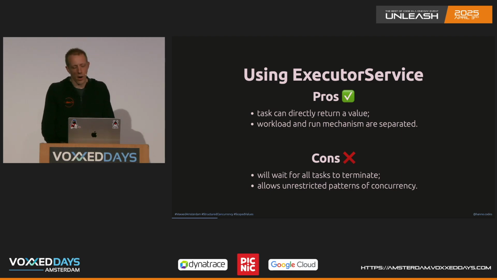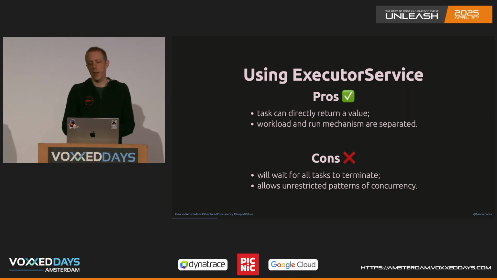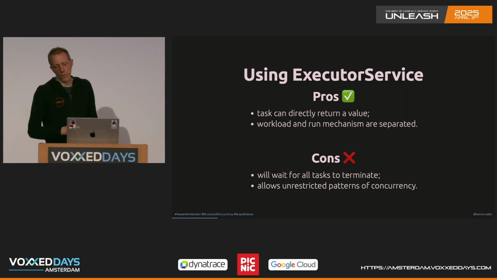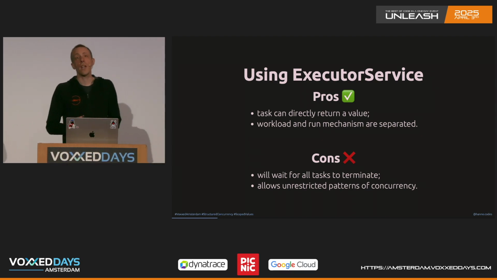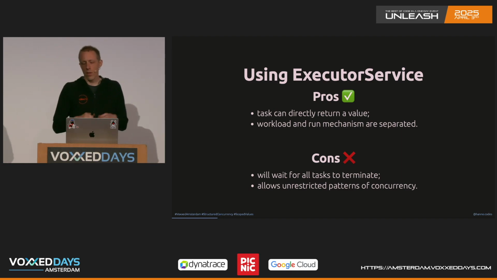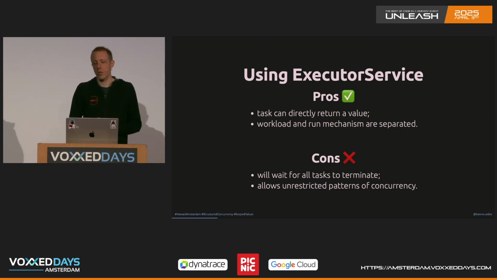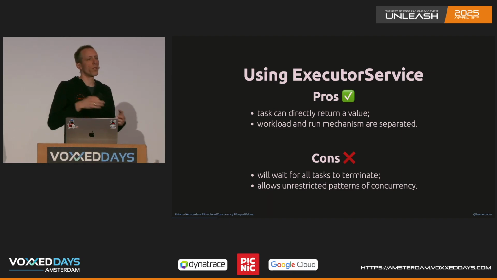But the drawbacks are that executor service will wait for all tasks to terminate. And like we saw earlier, it allows unrestricted patterns of concurrency. It doesn't enforce any task structure. So in theory, one thread could create an executor service, and a second thread could submit work to it. And the threads that actually execute the work would have no relationship whatsoever to either the first or the second thread.